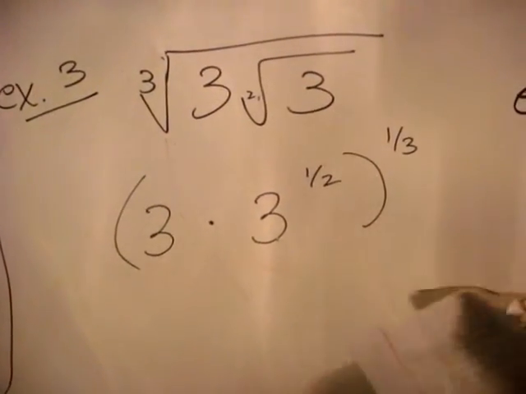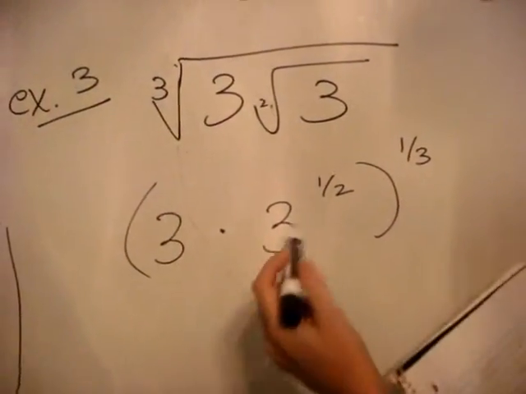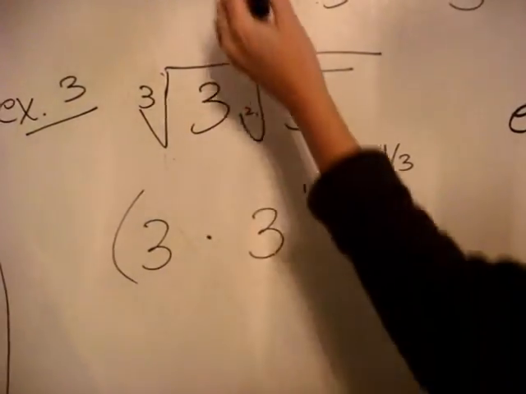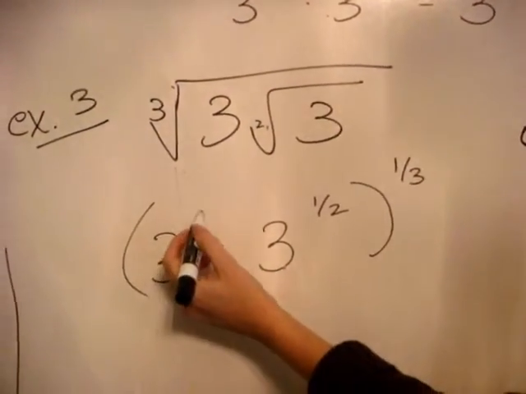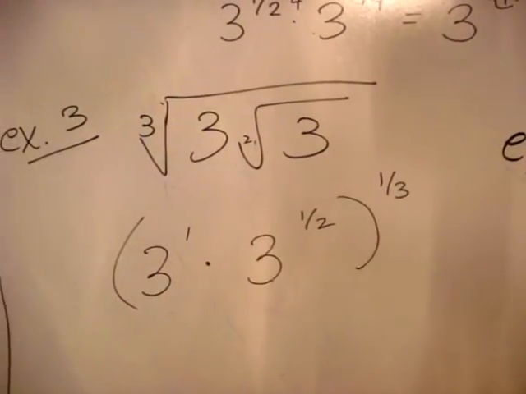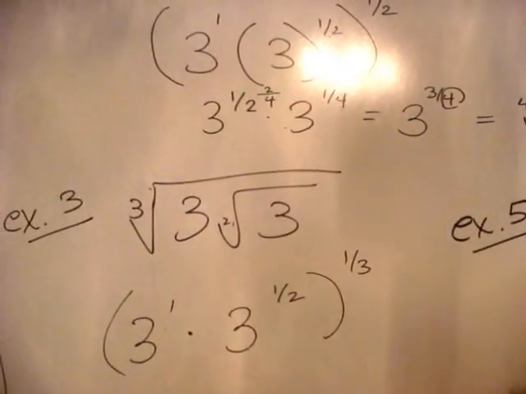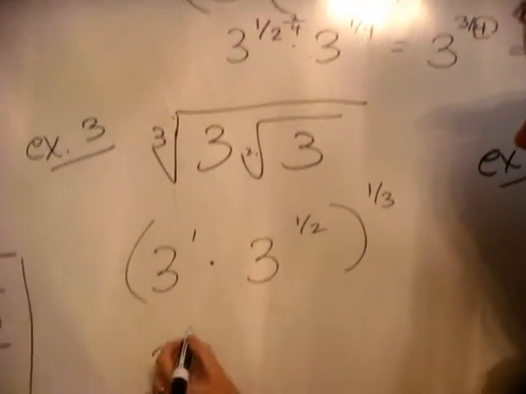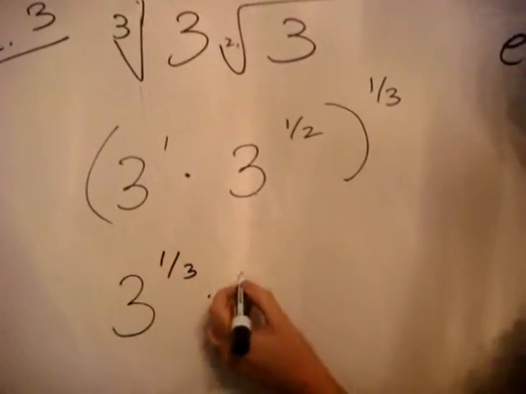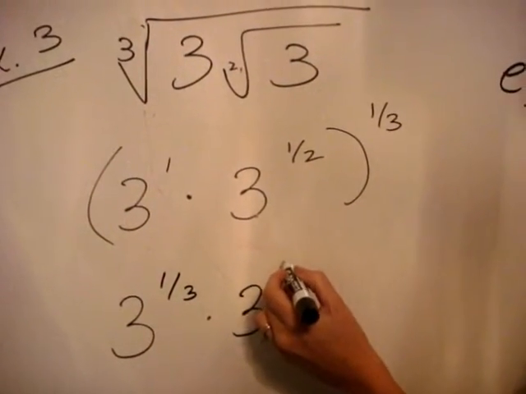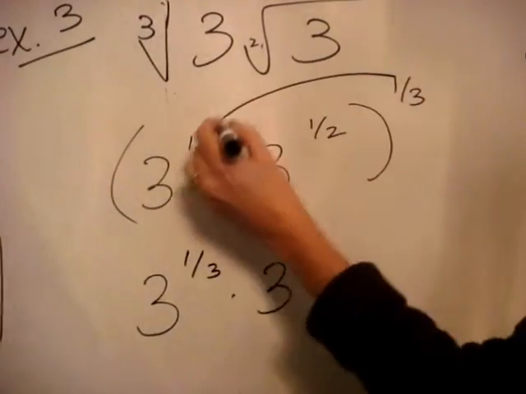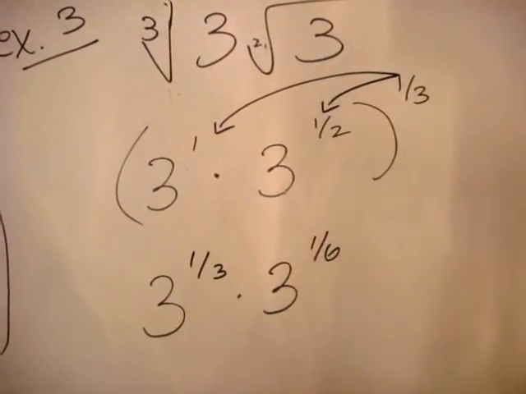So now we can distribute this, either like what we did up here, or we could add these together and then multiply the powers. So let's just do it like we did up here to be consistent. So we get 3 to the 1/3 times 3 to the 1/6. I just took this times this and this times this.